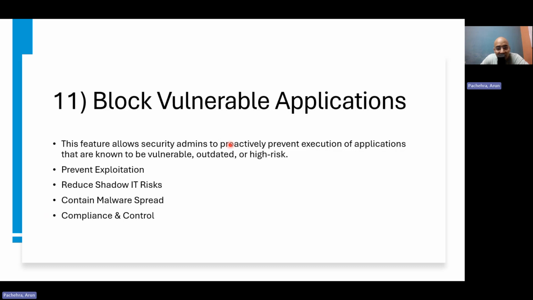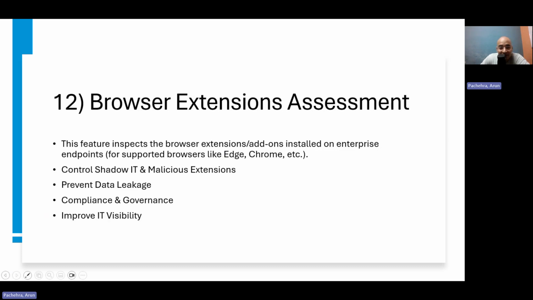What is block vulnerable application in DVM? Well, it uses Microsoft threat intelligence and vulnerability data to stop insecure applications from running, reducing attack surface, preventing exploit-based attacks, and enforcing secure software usage. That's what it is. Proactively prevent execution of applications known to be vulnerable, outdated, or high risk. Very well. Let's go to browser extension assessment.